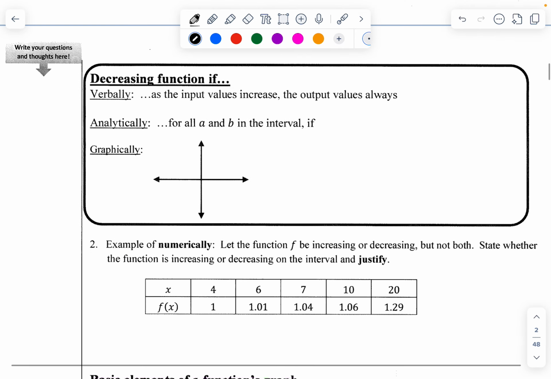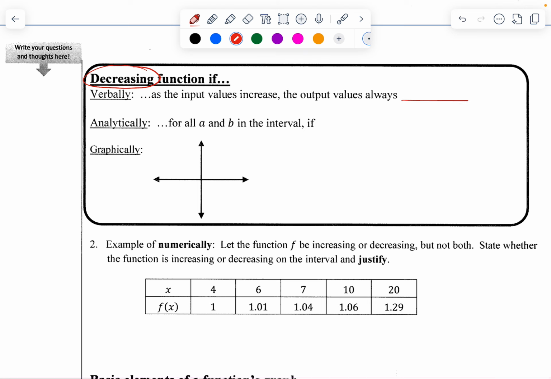More than halfway done. So now let's describe a decreasing function. So I'm going to have you guys pause right here. I want you to try this on your own. See if you can describe it verbally, analytically, and graphically. All right, let's see how you did. So verbally, as the input values increase, for it to be decreasing, the output will always decrease. Hopefully you got that right.